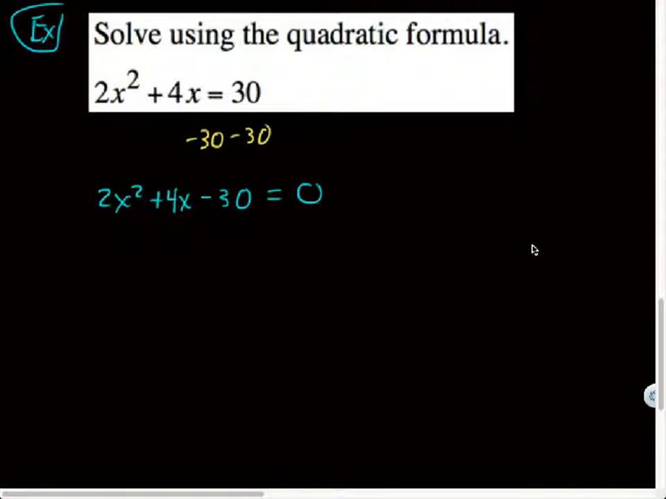Wow, how sad. So I subtracted 30 from both sides, and hey, what do you know? Also, good pro tip: all 3 of those can be divided by 2. I could do the math with A equals 2, B equals 4, C equals negative 30, but who wants to use big numbers when you can use small numbers? So let's divide everybody by 2. X squared plus 2x minus 15 equals 0.